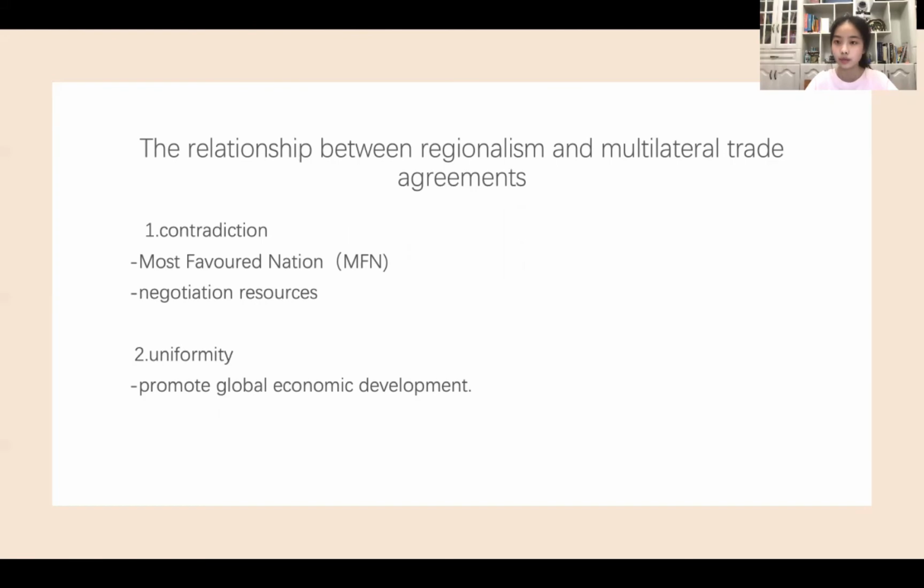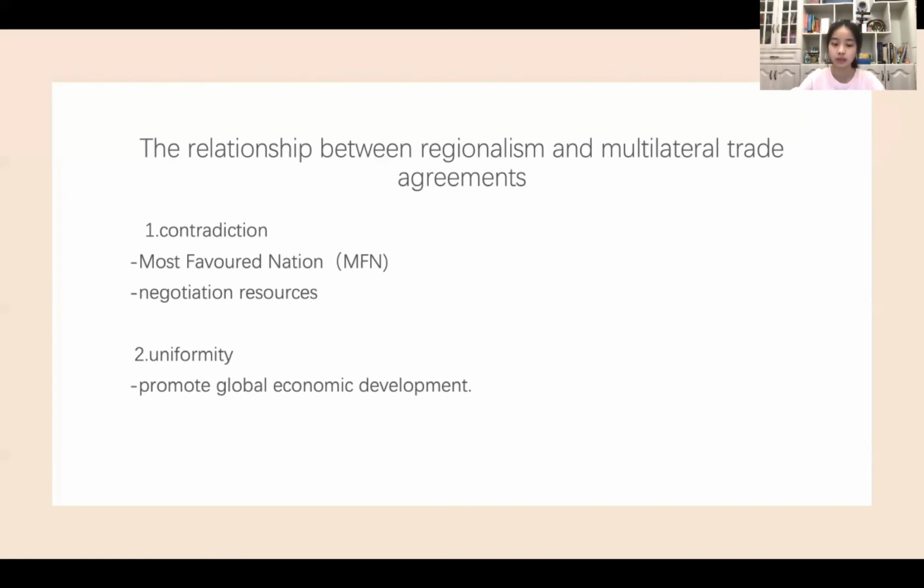The contradiction between regionalism and multilateralism is also reflected in negotiation resources. Because a country's negotiation resources are limited, the institutional capacity that can be used to solve the problems in multilateral trade negotiations will be transferred to the management of regional trade agreements, which will naturally have a negative impact on multilateral negotiations.